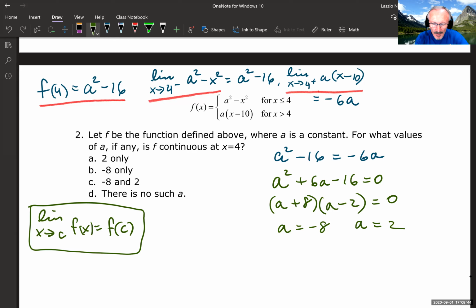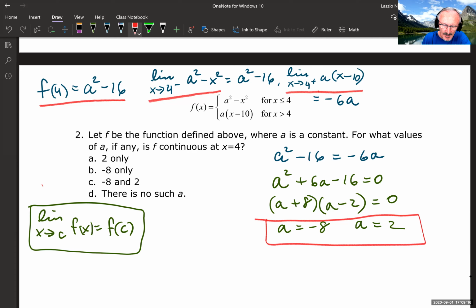So let's see. What are we trying to address? Let f be the function defined above where a is a constant. For what values of a, if any, is f continuous at x equals 4? Apparently, the definition of continuity of f of x will be met at x equals 4 with the following two values of a. a equals negative 8 and a equals 2. So consequently, the solution is C.